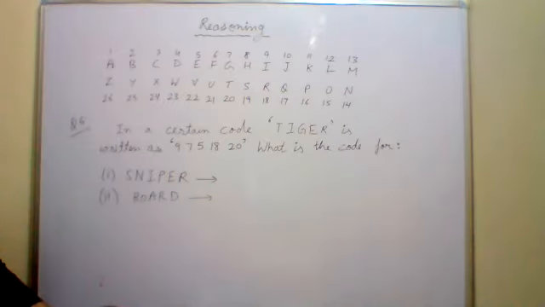Sniper. Dhruv Bhojwani has sent the code for board: 15, 1, 18, 4, 2. Let me see. Correct answer, Dhruv Bhojwani. Give the code for sniper also. Agrim has sent the answer for sniper. No beta, not correct.